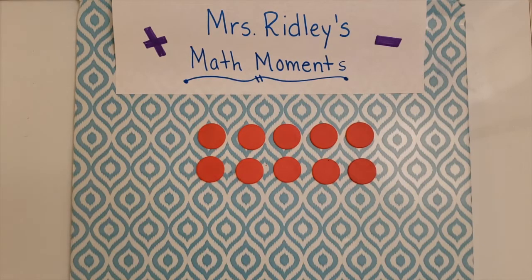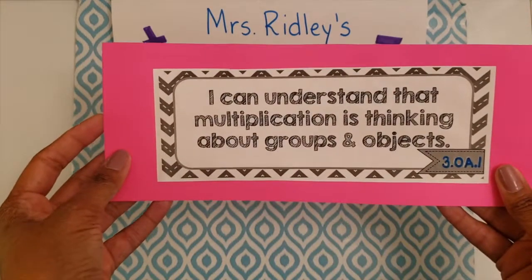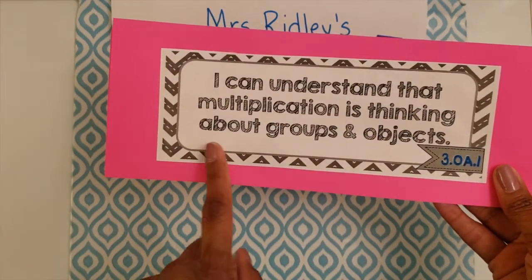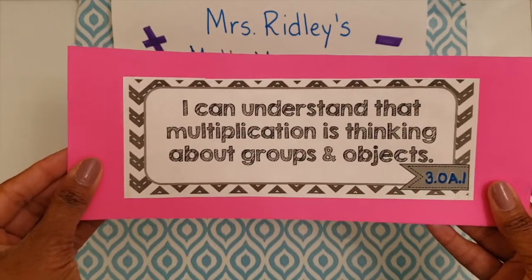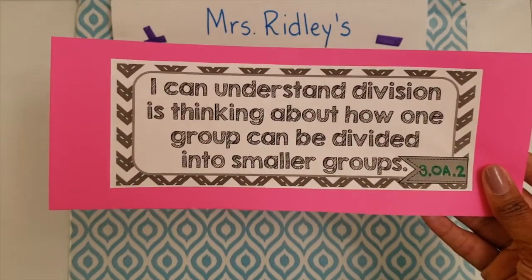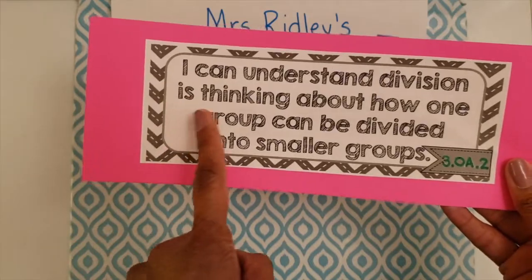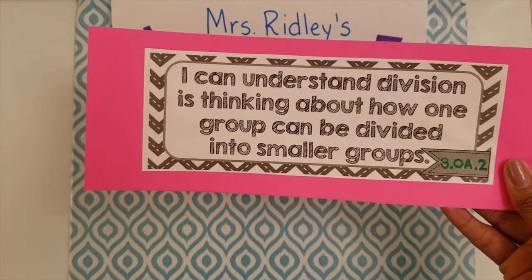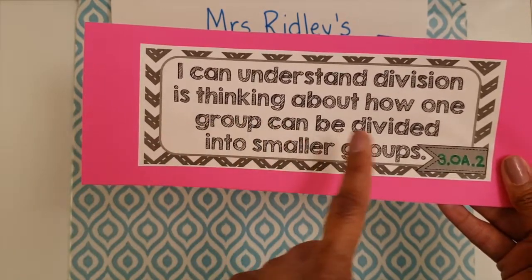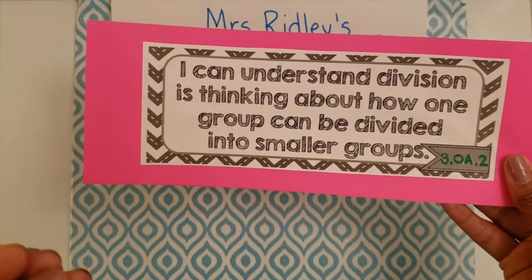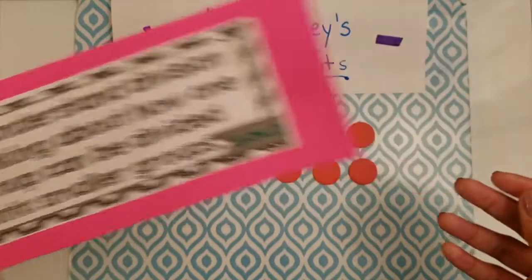Okay, scholars, we have talked about our 2 standards to try and understand how to think about multiplication as groups and objects. And we have talked about how division can be shown by dividing a group of objects into smaller groups.